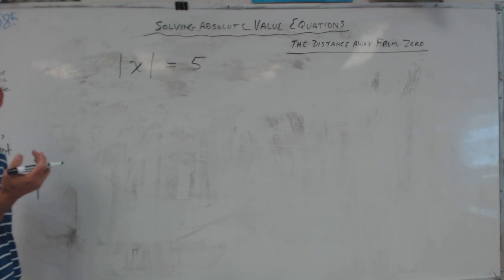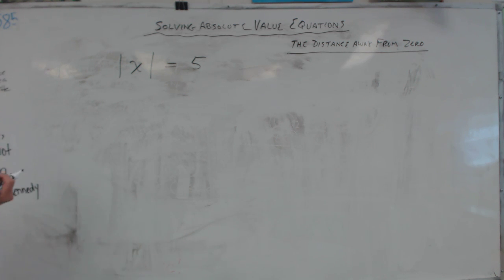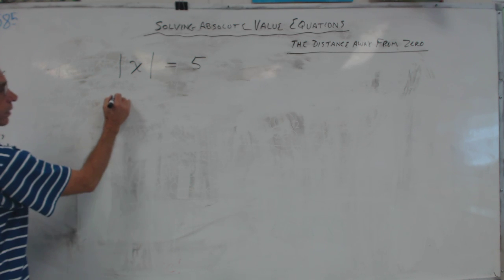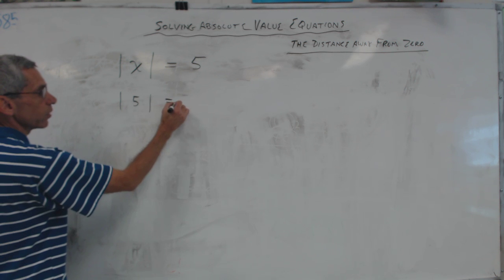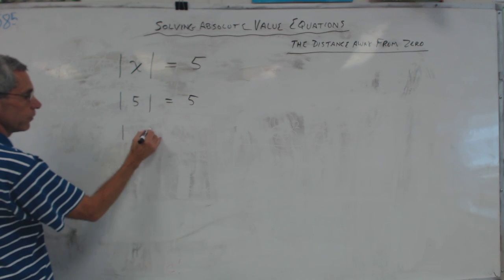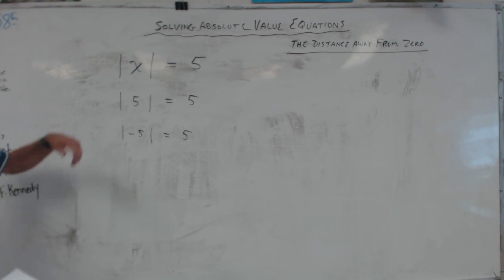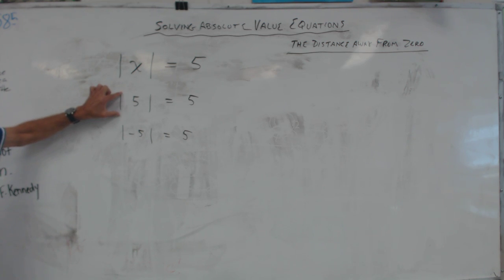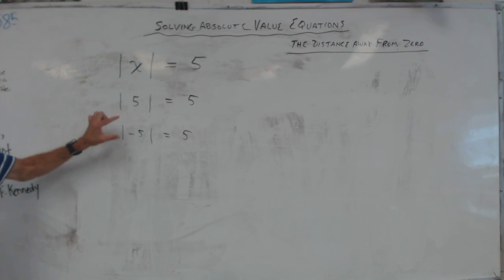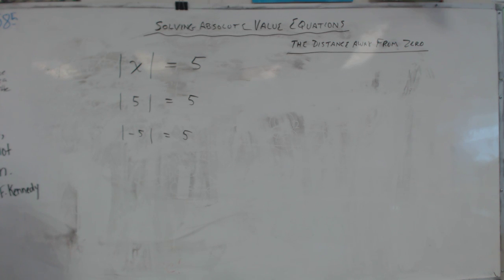So, sorry? How do you know if it's a negative or a positive? So that's interesting. Let's just write out our possibilities. We could have the absolute value of 5 equal 5, and the absolute value of negative 5 equal 5, right? So really, what you're saying is x could either equal this, or x could equal this. Don't you agree with me? Yeah. All right. So you are going to have two answers.